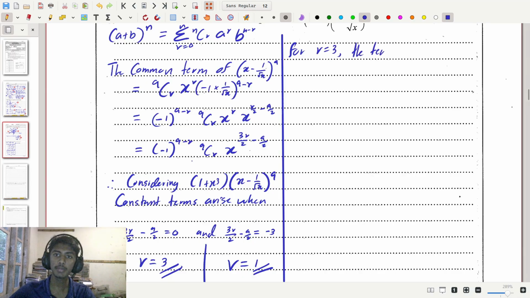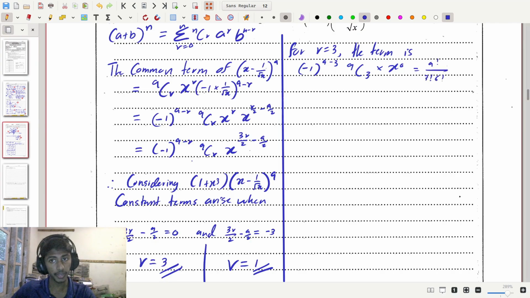for r equals 3, the term we get is, and if we consider this thing right here, we're going to get negative 1 to the power of 9 minus r, so we're going to have negative 1 to the power of 9 minus 3, and then we're going to have 9 choose r, which is going to be 9 choose 3 times, and then this power here we know is going to be x to the power of 0, since x power of 0 is what got us r equals 3, so we're going to have x to the power of 0. So now simplifying this thing, we can see we have negative 1 to the power of 6, which is going to be 1, so we can cancel it out, and then 9 choose 3 is going to be equal to 9 factorial divided by 3 factorial, 6 factorial.